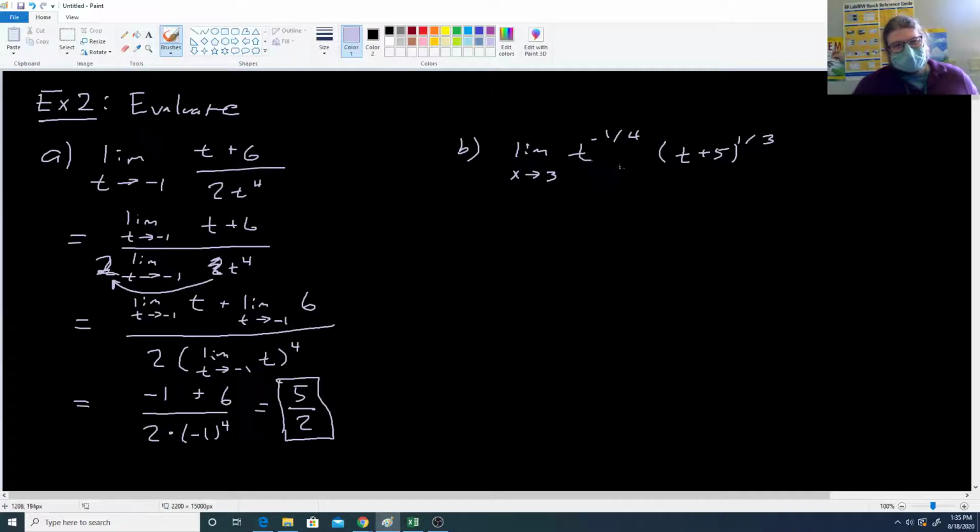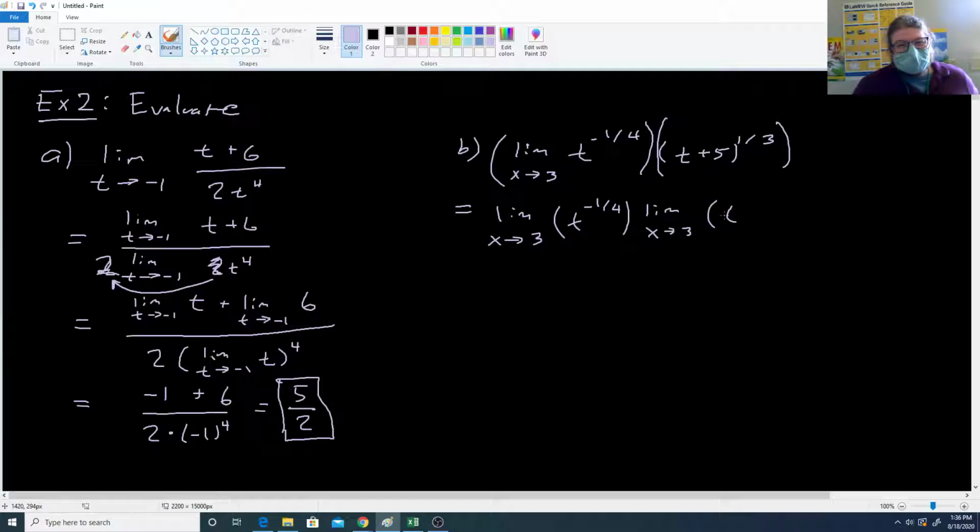Okay, this next one, we'll start out using the product law to let us view this as two things multiplied together. The product law will let us view this as limits of each of the individual parts. So we've got t to the -1/4 power, times the limit as x approaches 3 of t plus 5 to the 1/3 power.